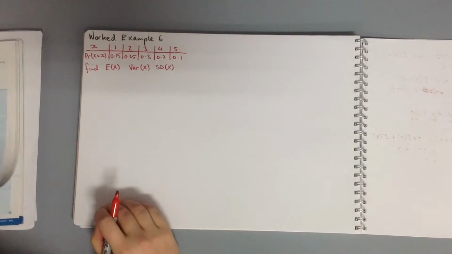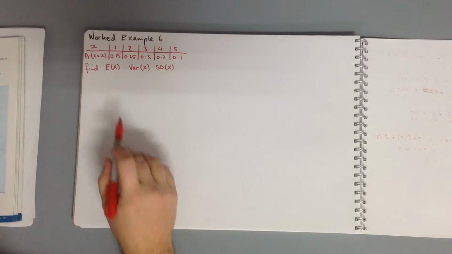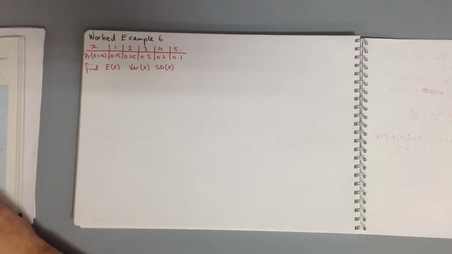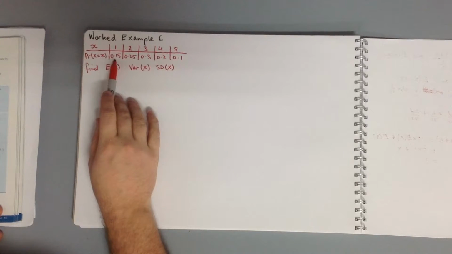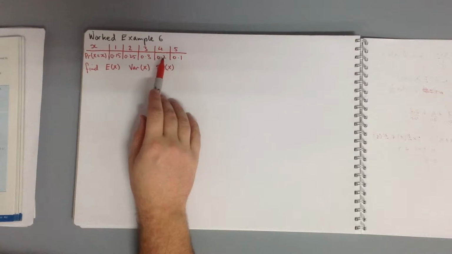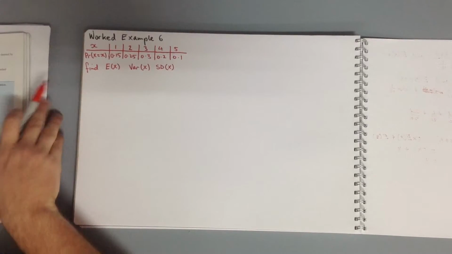Okay, we've got worked example 6. For worked example 6, we're told a discrete random variable X has the following probability distribution. So we can see X can take on the values of 1 to 5 and have probabilities of 0.15, 0.25, 0.3, 0.2, 0.1. We're asked to find the expected value of X, the variance of X, and the standard deviation.